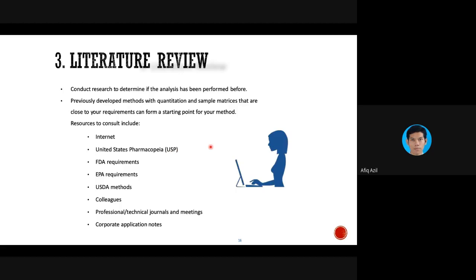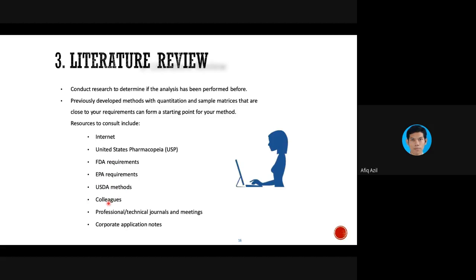So USP, BP, or Japanese pharmacopoeia or European pharmacopoeia. And then in the US, or if you want to sell your product to the US, then you must also follow FDA requirements. FDA is the Food and Drug Administration in the US. Okay, if you just want to sell in Malaysia, then you have to follow our guideline like NPRA.